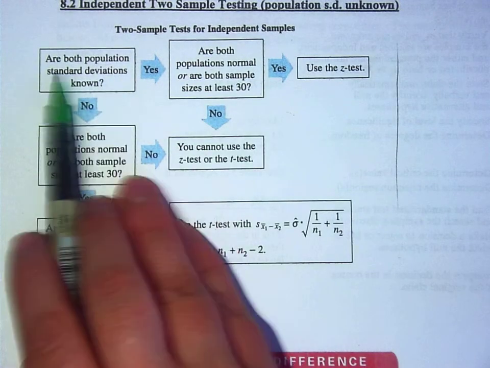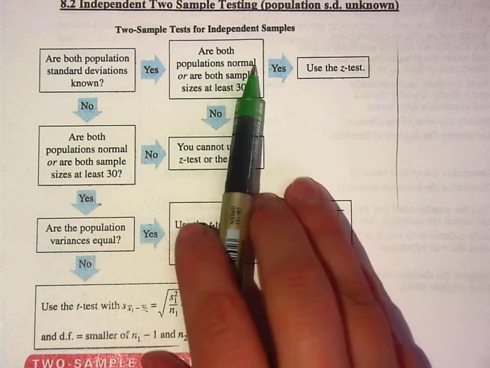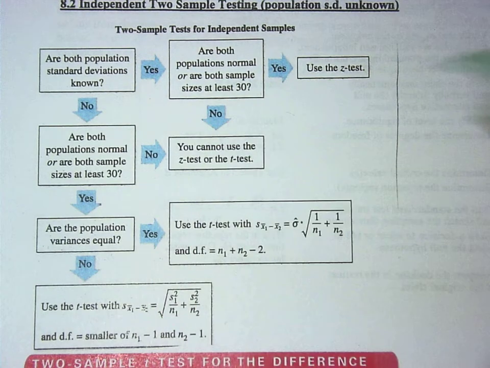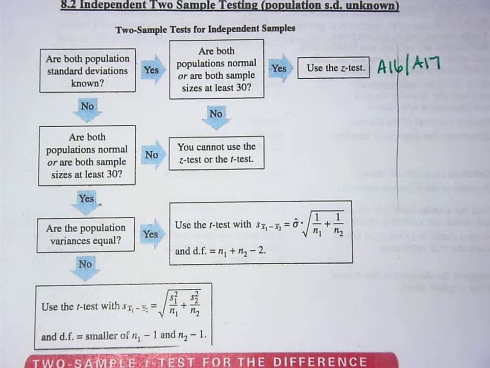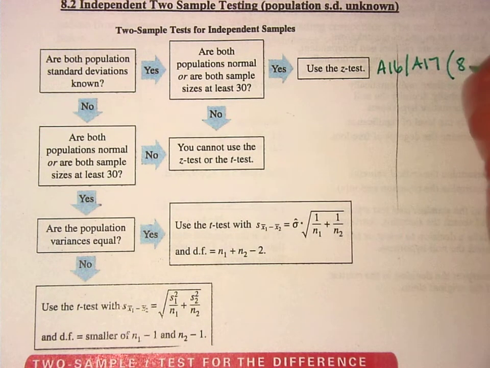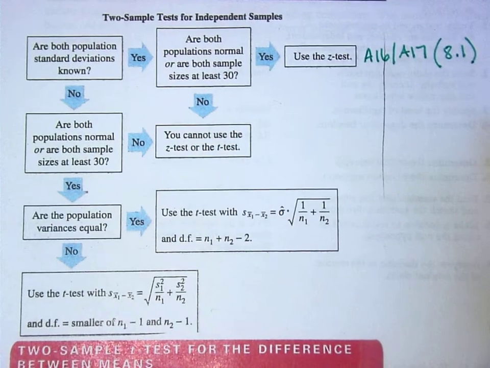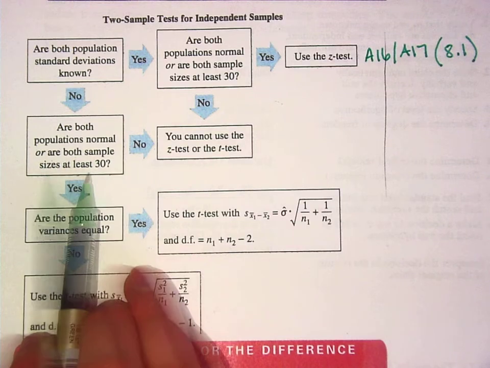First thing you got to know, are both population standard deviations known? If the answer is yes, are they both normal, or is the sample size at least 30? If the answer is yes, you're using the z-test. That's A16, A17, that z-chart that you have. And this is section 8.1 that we just did.